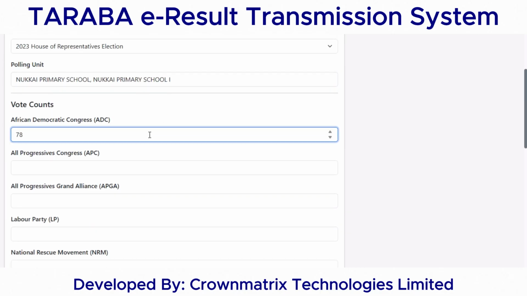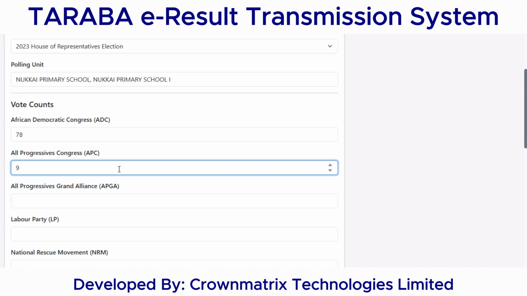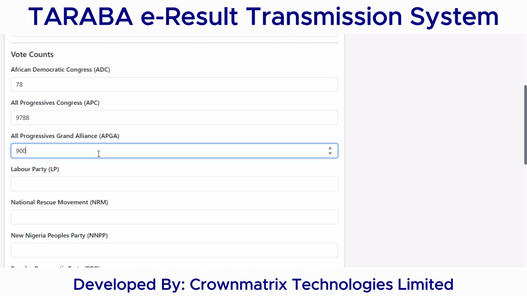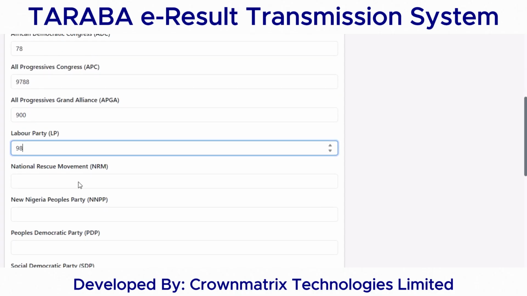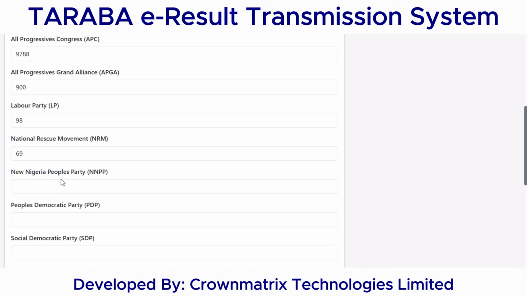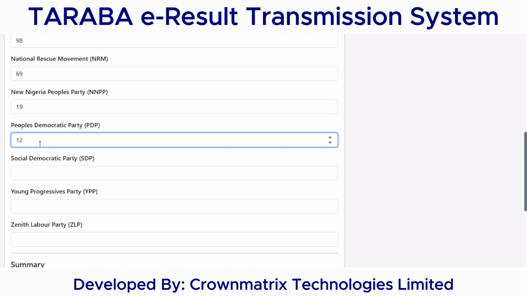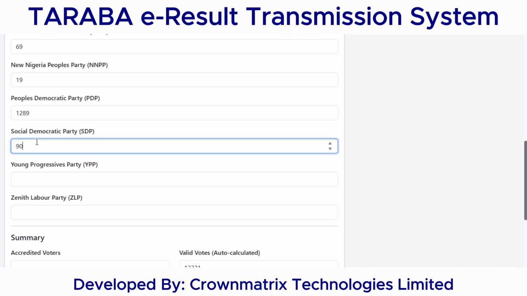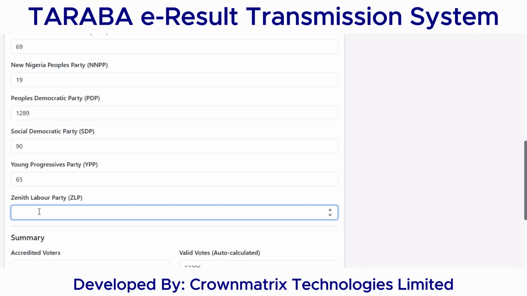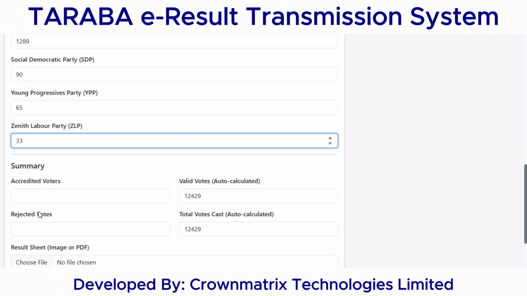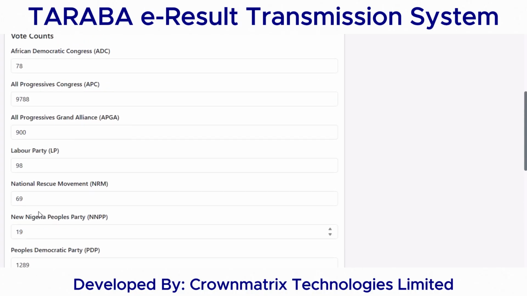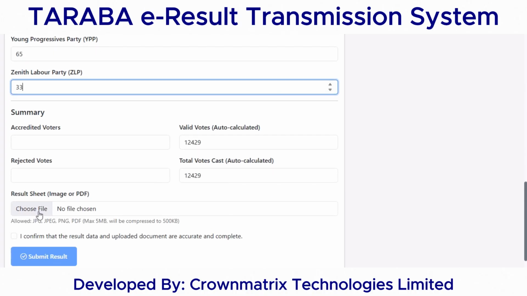Now here I'm going to say this person has 78 votes, this one has 9,789 votes, ABGA is having 900 votes, LP is having 100 votes, this is having 70 votes, NMPP is having 20 votes, PDP is having 1,290 votes, this is having 90, this is having 65, this is having 34. So please, this is actually a demo. I'm not saying they actually had these particular scores. They can have more than this, they can have less than this. This is just a demo.